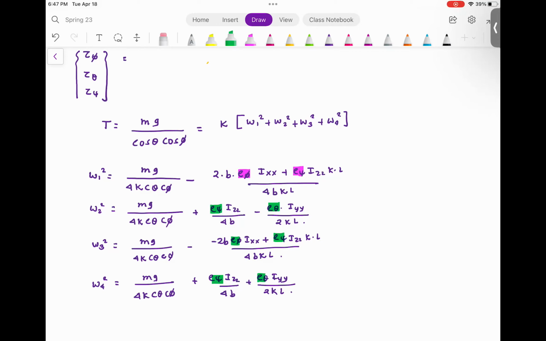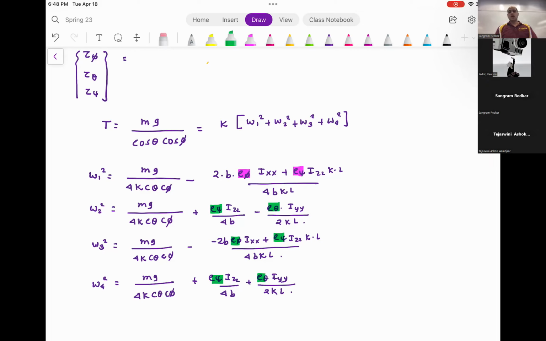So what will the operating system do? Based on the roll, pitch, and yaw measurements, it will tweak these speed values, omega 1 squared, omega 2, omega 3, omega 4, so quickly that there will be changes at 100 hertz. So the quadcopter would fly in a stable mode. Everyone understood this?